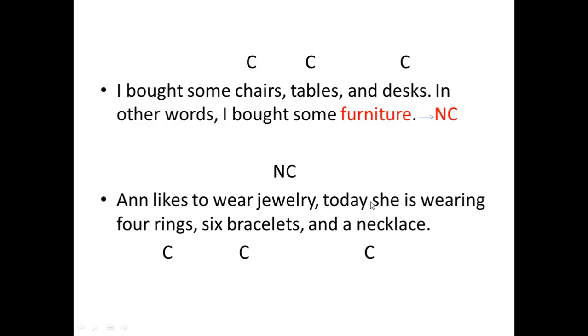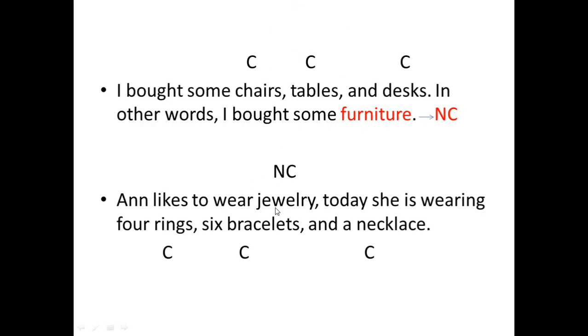Today, she is wearing 4 rings, 6 bracelets, and a necklace. So, can you locate for me the non-countable noun in this sentence? Can you do it? Excellent. Jewelry is your non-countable noun. How can we tell? Because jewelry cannot be counted, right? We can't say 1 jewelry, 2 jewelry, 3 jewelry, because jewelry is non-countable.